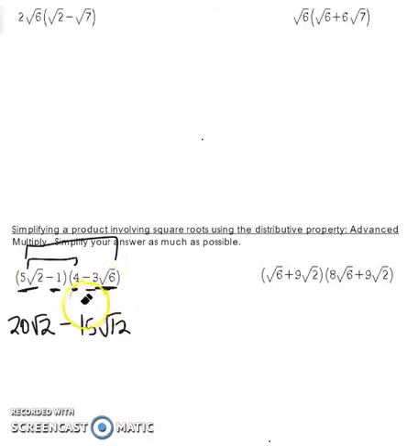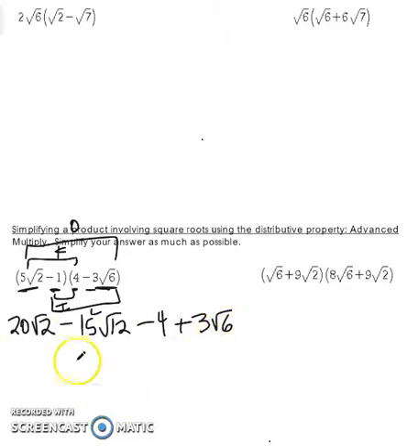So now we have our first, our outer. All right, we're doing FOIL. F-O. Now we need our inner, our I. So that's just negative 1 times 4. That's negative 4. Good. And then we need our last, right? Which is what? Negative 1 times negative 3 root 6. Well, negative and negative is going to be a positive. And then it's just times 1, so we're just going to get 3 root 6.